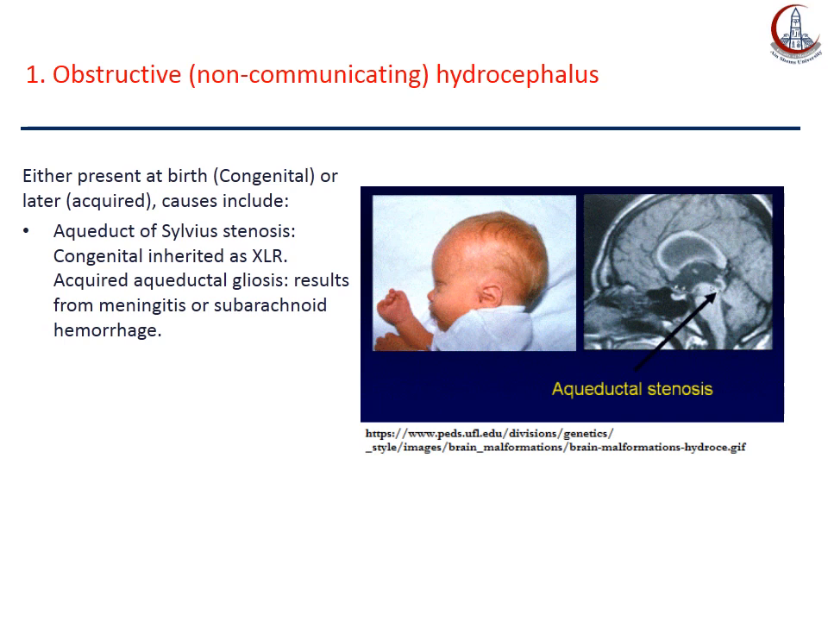Either present at birth, congenitally, or later on acquired. We can have aqueductal stenosis, or stenosis of the aqueduct of Sylvius. This can be congenital, inherited as X-linked recessive, or acquired; aqueductal gliosis results from meningitis or arachnoiditis.